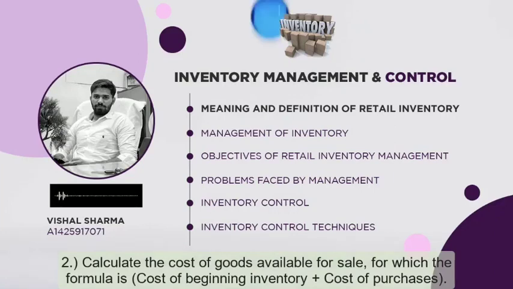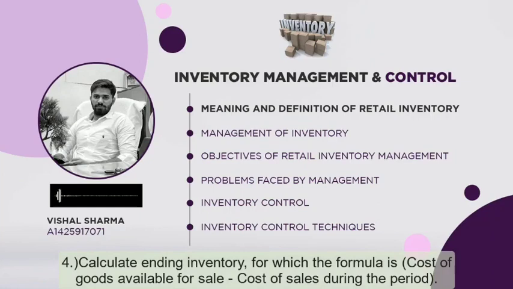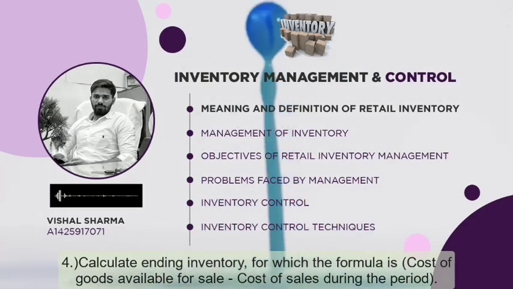Third step, calculate the cost of sales during the period, for which the formula is sales multiplied by cost to retail percentage. Fourth step is to calculate ending inventory, for which the formula is cost of goods available for sale minus cost of sales during the period.